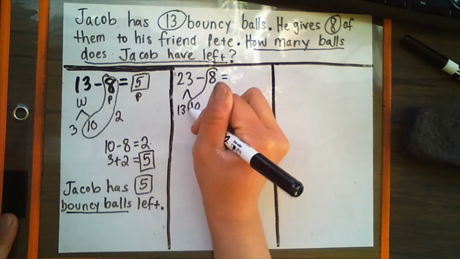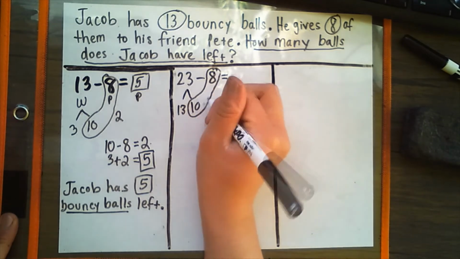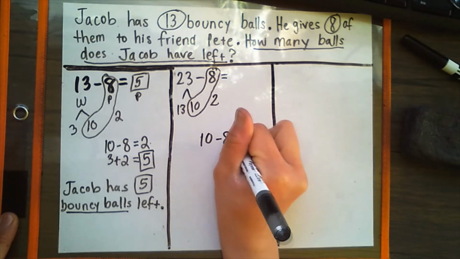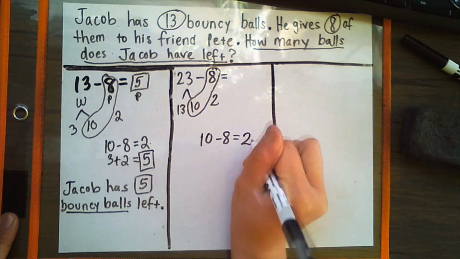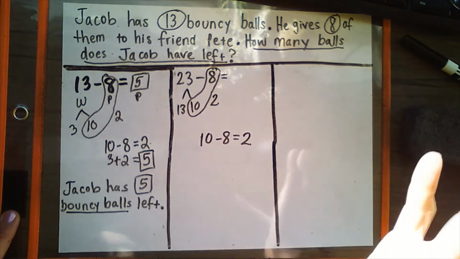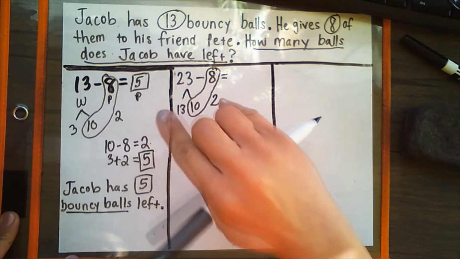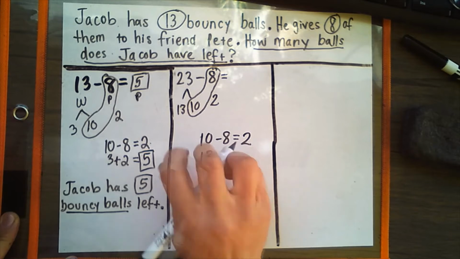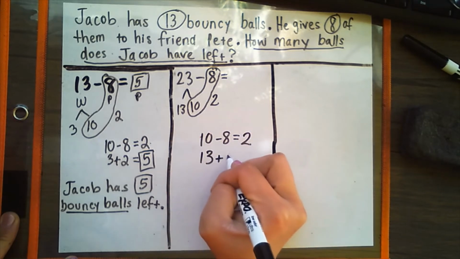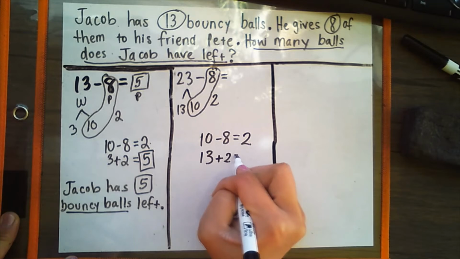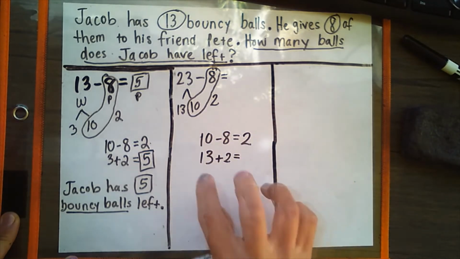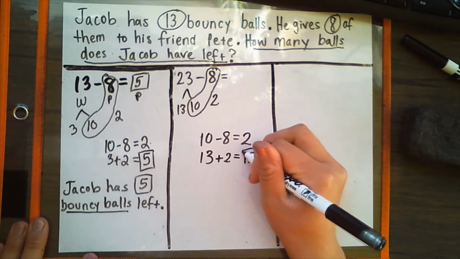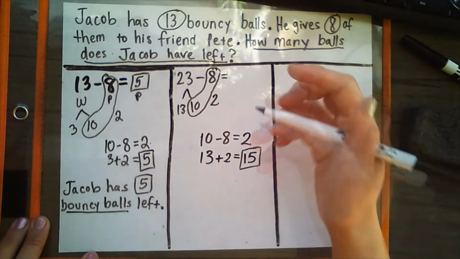Now we're going to go ahead and group, and we know that 10 minus 8 is going to equal 2. So let's write that down so that we don't forget what we just did. We took 8 from 10, which gives us 2. We still have 2 leftover parts, and you can see that reflected. So we're going to take 13 and add it with the 2, which is still leftovers. So we still have 2 leftovers. 13 plus 2 equals 15. So our solution is going to be 15.